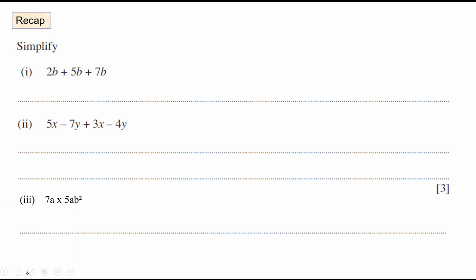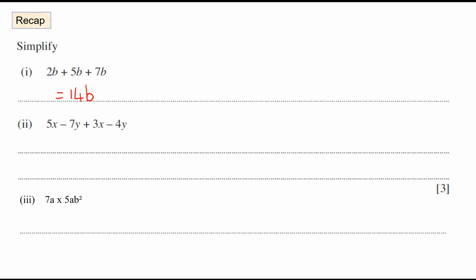Okay, so hopefully you've tried these out. So first of all, we're asked to simplify 2b add 5b add 7b. So remember, that's like having 2 bananas, add 5 bananas, add 7 bananas. How many bananas would you have altogether? Well, 2 add 5 add 7 is 14. So the answer would be 14b, or 14 bananas if you wanted to think of it like that.